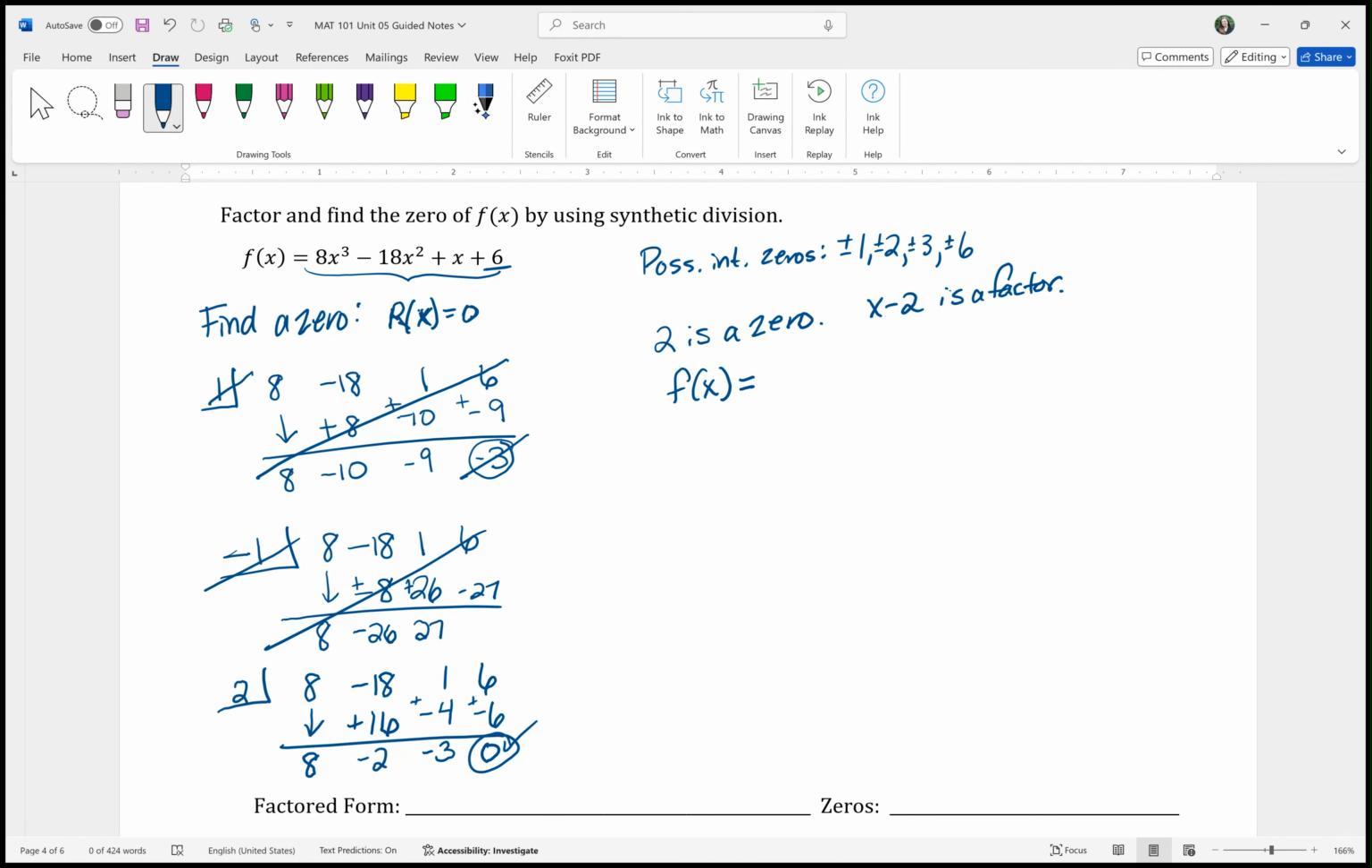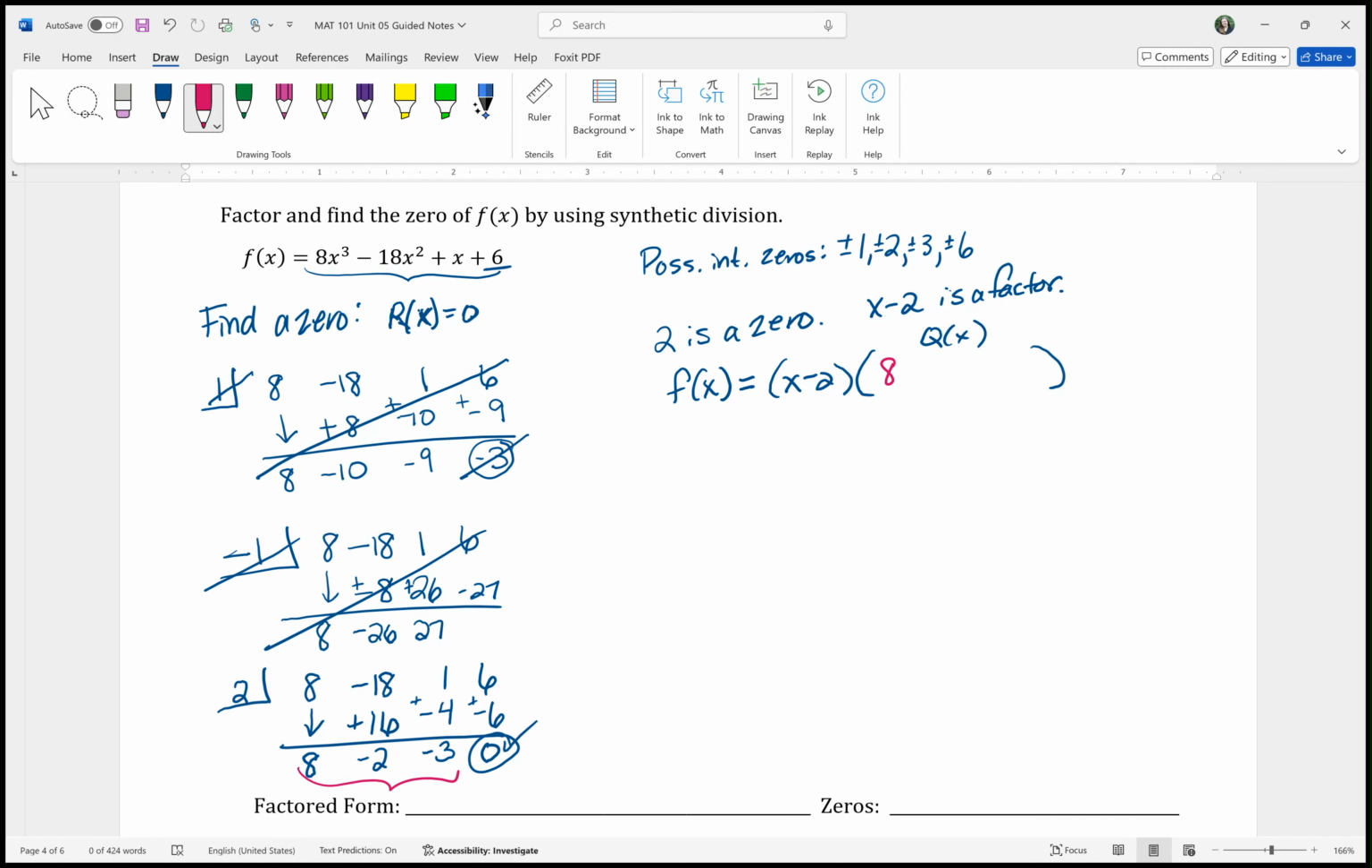Remember that your new function, partially factored here, is the factor x minus 2 and then your quotient here, so your q of x. So where's our q of x coming from? It is right here. Okay, so this is going to be 8. And then what are we starting with here?